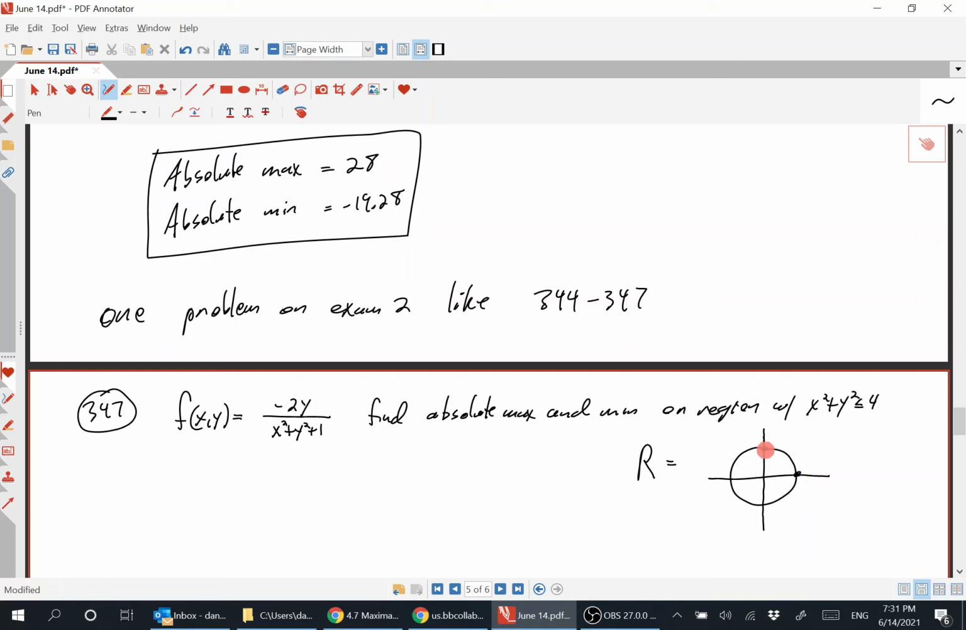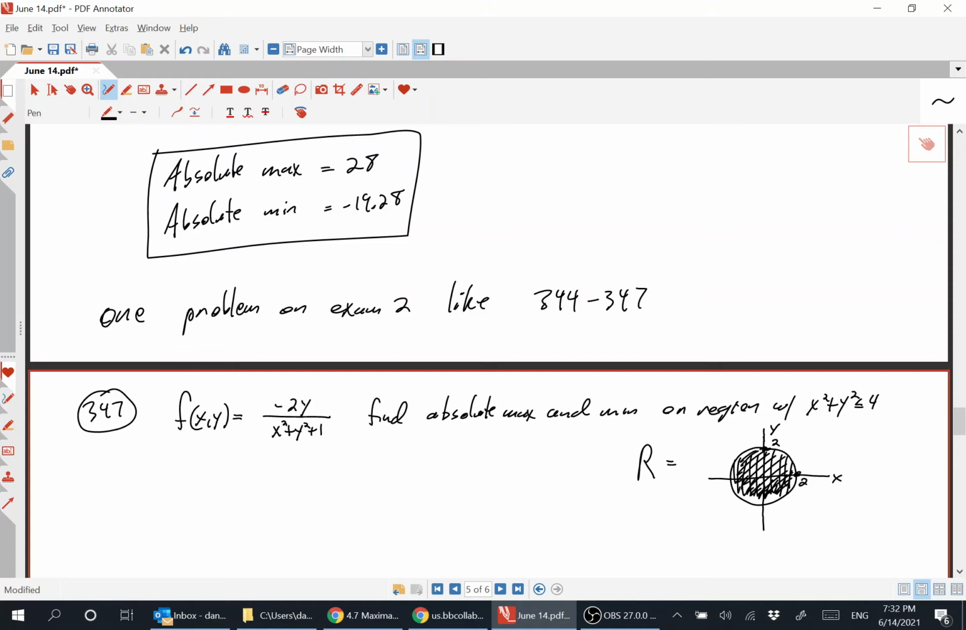All right, that's the circle of radius 2 in the xy plane. Okay, so we're just looking at... now this one is going to be much easier. Please pay attention to this. This one's going to be a lot easier because the boundary is essentially just given by one equation: x squared plus y squared equal to 4.